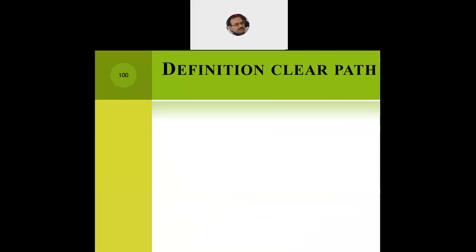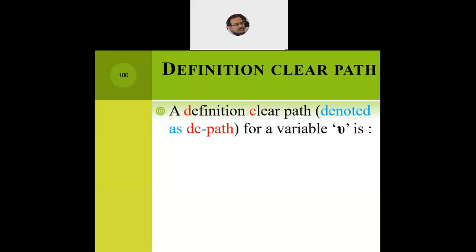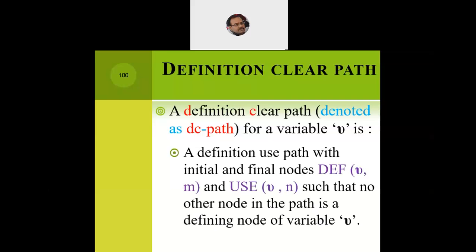Then we have a definition clear path, what we call a DC path. A definition clear path, denoted as DC path for the variable v, is a du path, a definition use path, with the initial and final nodes def(v, m) and use(v, n), such that no other node in the path is a defining node for the variable v. The statement itself says everything; otherwise we'll see an example of what it actually means.